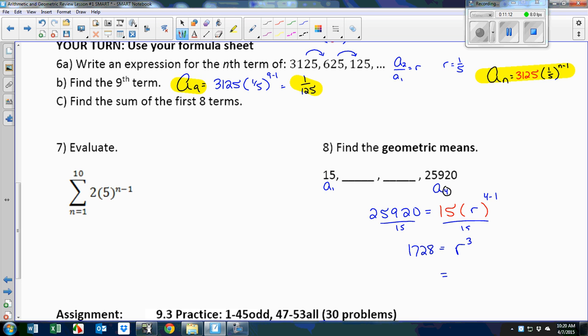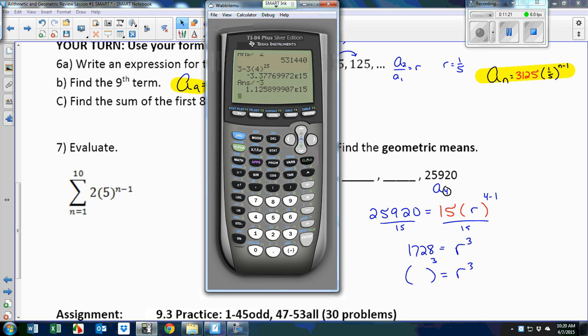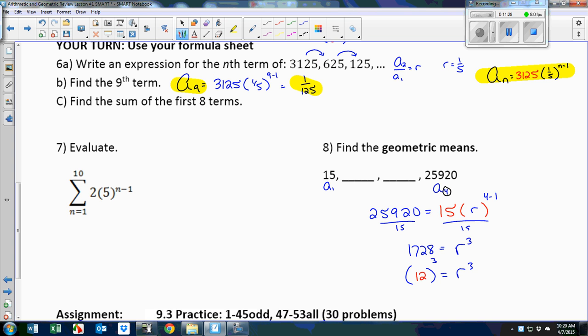So then it becomes a guessing game of what would you cube to make 1728. You'll type in your calculator 10 cubed, 11 cubed. You'll be guessing, but I'll go ahead and show you 12 cubed gives you 1728. So the number that you would cube is 12. So r is 12. We can confirm that by multiplying by 12, filling in the numbers, and seeing if we indeed get 25,920 for the fourth term. 15 times 12 gives us 180. 180 times 12 gives us 2160. And then 2160 times 12 gives us 25,920. So we definitely got the correct geometric means.